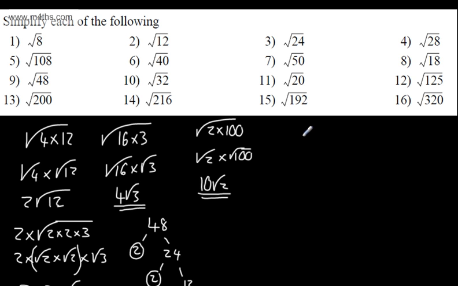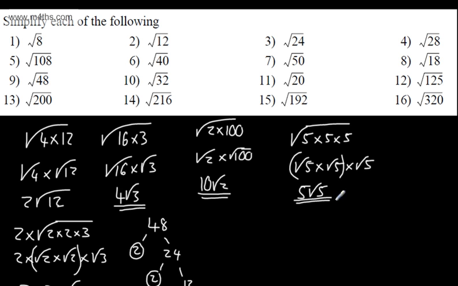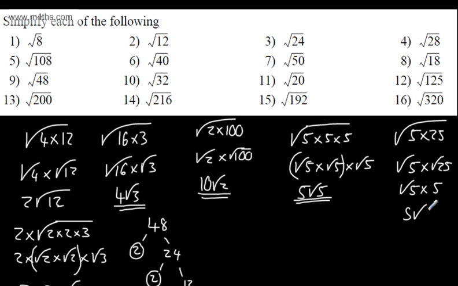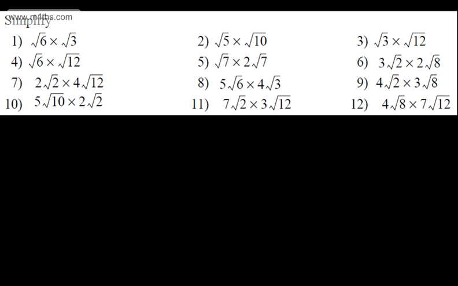We've got now 125. Now if I think about this, I could write 125 now as the root of 5 times by 5 because it is 5 cubed. So the root of 5 multiplied by the root of 5 multiplied by the root of 5, that is going to give me 5 root 5. Or if you like, you can spot that this is going to be 5 times by 25. So we've got the root of 5 multiplied by the root of 25, which is the root of 5 times by 5, which is 5 root 5. So yet another way of looking. So all we're looking to do is simplify. Okay, let's move on and look at some others.